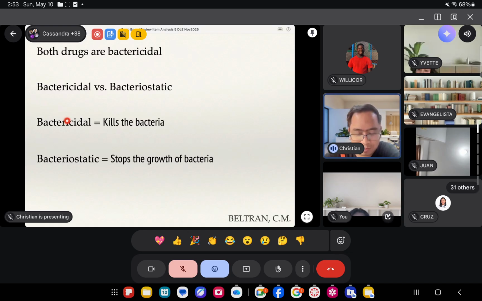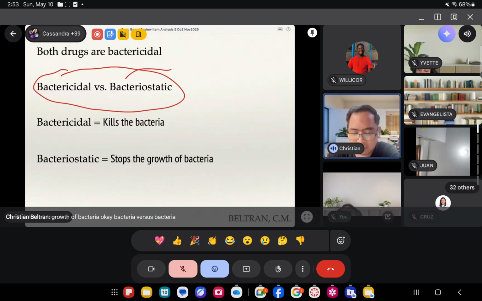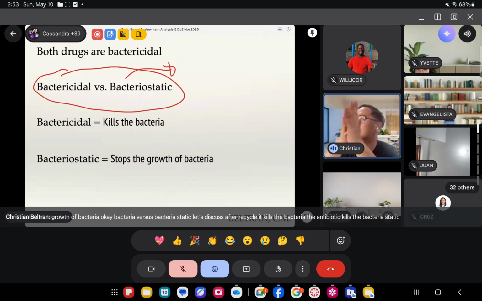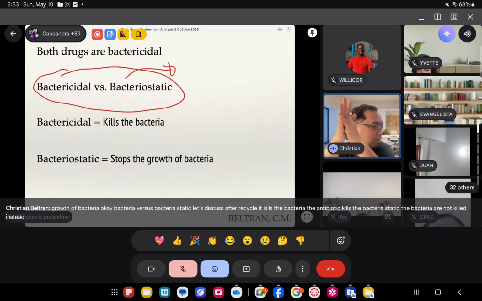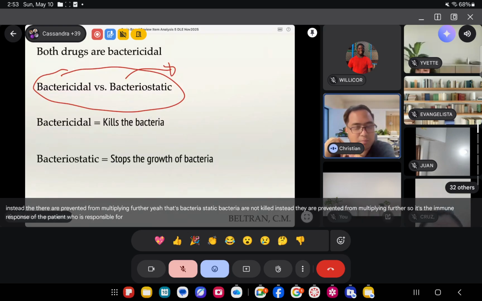Anyway, the definition of bactericidal: it kills the bacteria. Bacteriostatic: it stops the growth of bacteria. Bactericidal versus bacteriostatic, let's discuss. Bactericidal, the antibiotic kills the bacteria. Bacteriostatic, the bacteria are not killed. Instead, they are prevented from multiplying further. So it's the immune response of the patient who is responsible for killing the remaining bacteria.